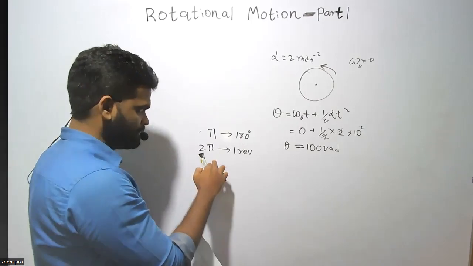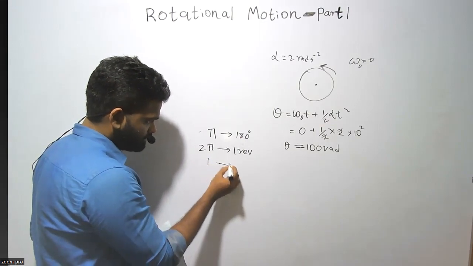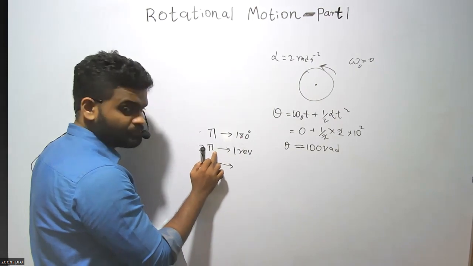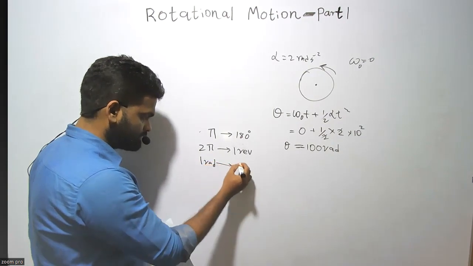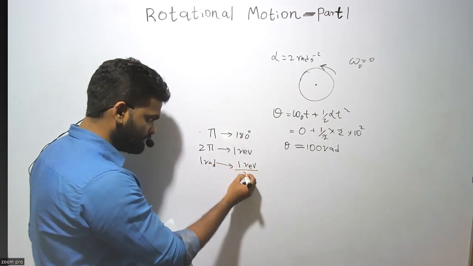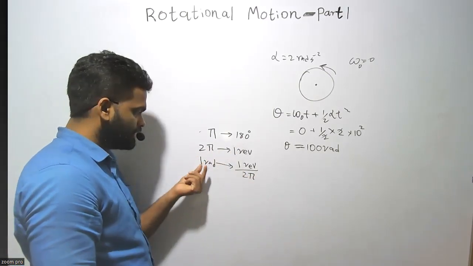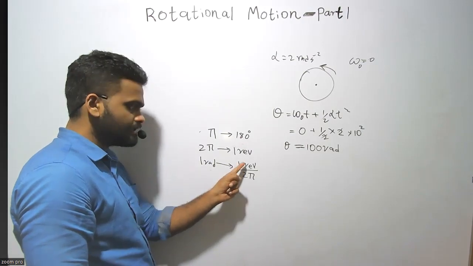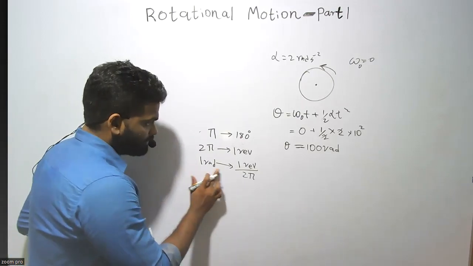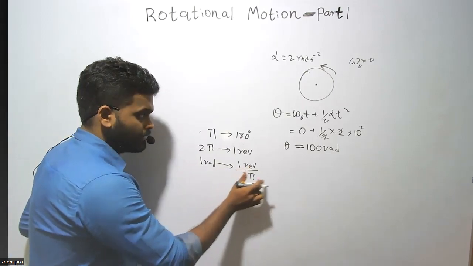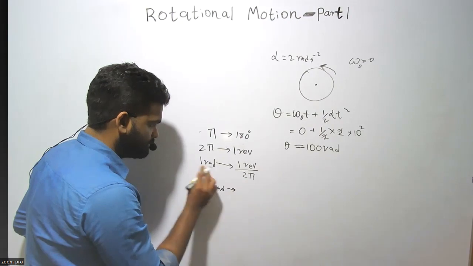Got it? Here I'll just find what is 1 pi. So this is 1 radian, right? If you want, you can put the units radian there. So if it is 1 rad, it is 1 revolution divided by 2 pi. Just divide both sides by 2 pi. Then you get 1 rad is equal to 1 revolution divided by 2 pi. So if 1 rad is revolution divided by 2 pi, what should be 100 rad? Then multiply both sides by 100.